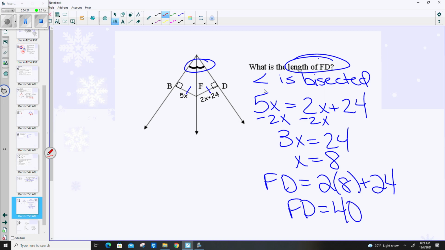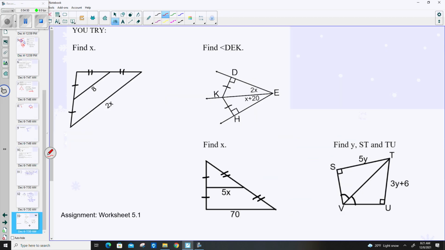And I guarantee 40 is another answer in that multiple choice question. Okay, so you've got to make sure that you check that you answered the right question. Not just a question, because what is x is a question, but it's not the right question. The right question is what's FD. So you got to go back and plug it in. Does that make sense? All right, so then what you're going to do is with a partner, you're going to go ahead and do these you-try problems. Once I see people are pretty much done with it, then I will go through, and I'll give you out your homework. Good? All right, working.